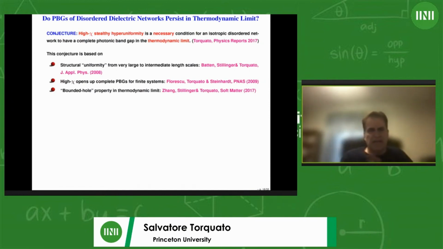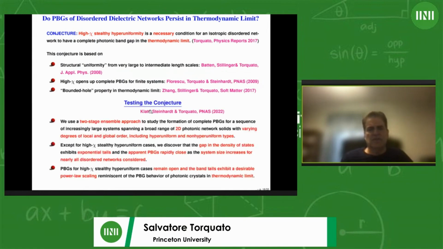There's a conjecture that I had described in this review article. High chi, stealthy hyperuniformity is a necessary condition for an isotropic disordered network to have a complete photonic band gap in the thermodynamic limit. Okay? Now, this was done with Michael Klatt and Paul Steinhardt recently. We used a two-scale ensemble approach to be able to do this, okay?